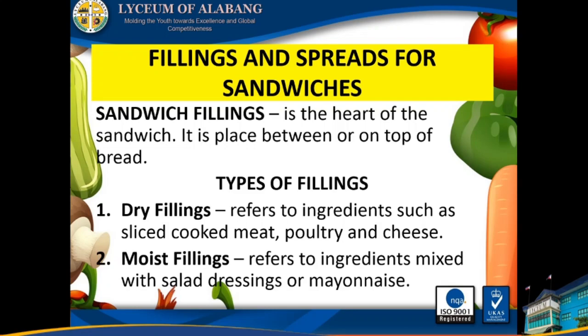First, again, we have dry fillings. Dry fillings refers to ingredients such as sliced cooked meat, poultry, and cheese. And then number two, we have the moist fillings. Moist fillings refers to ingredients mixed with salad dressings or mayonnaise.